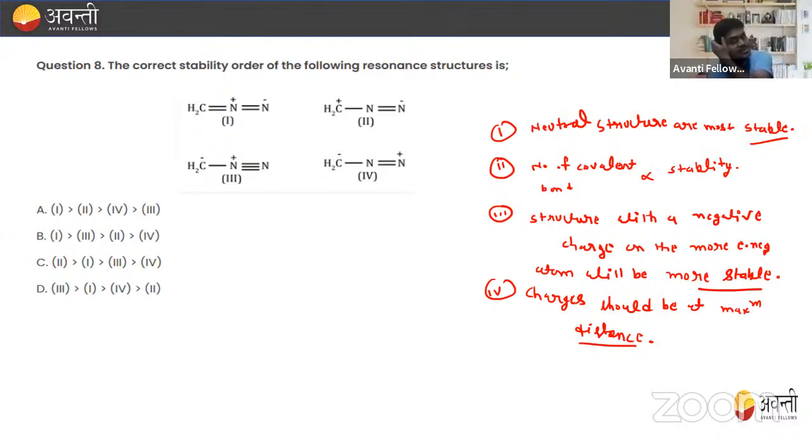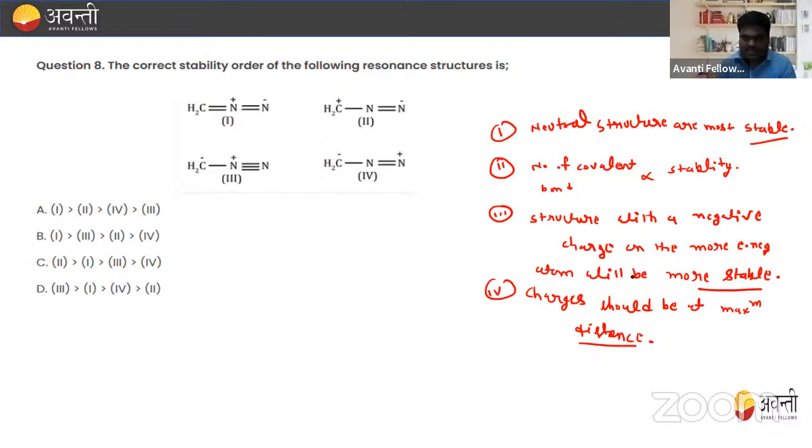The first one is a neutral structure, so it is the most stable. Out of these, which is the neutral stable structure? The stability order starts with one, because we have a positive and a negative charge that are neutral to each other. The number of covalent bonds is four, so they will form four covalent bonds.